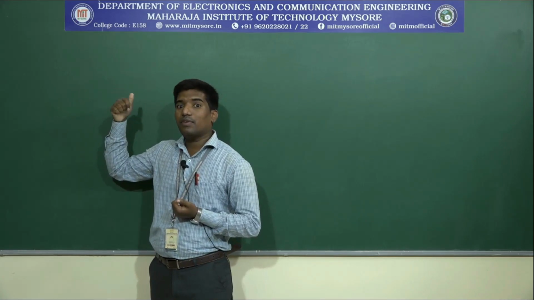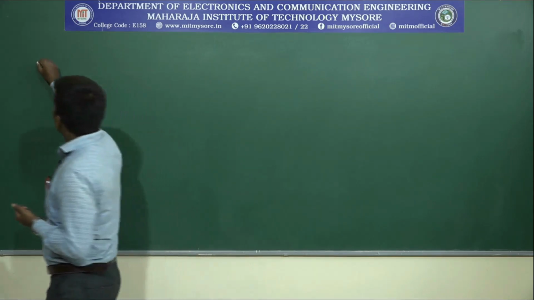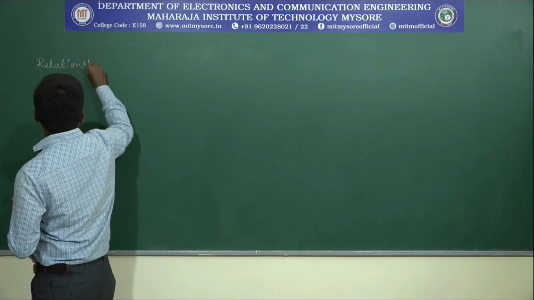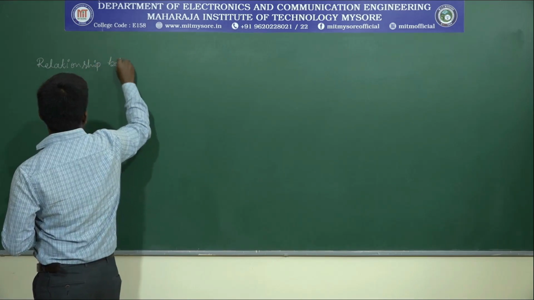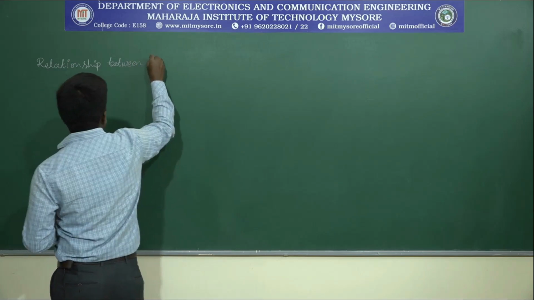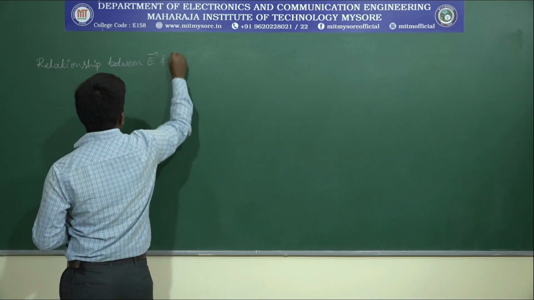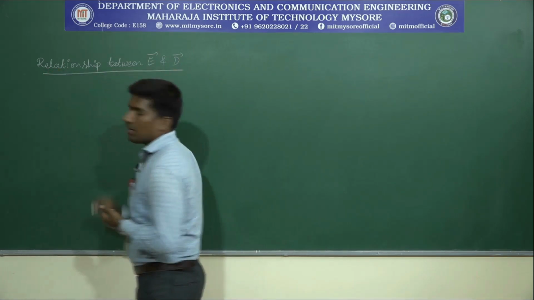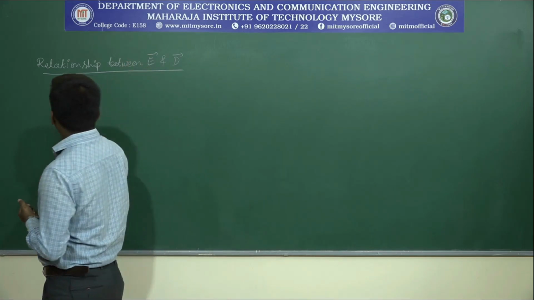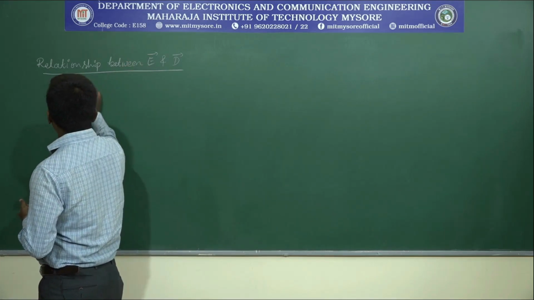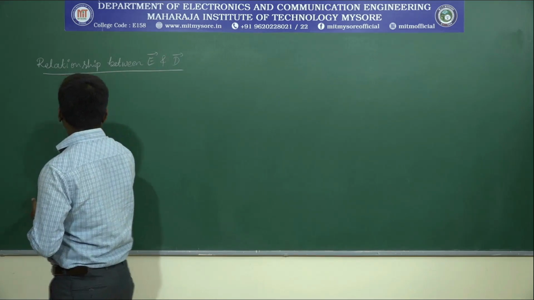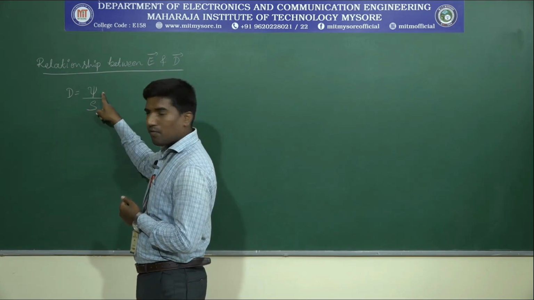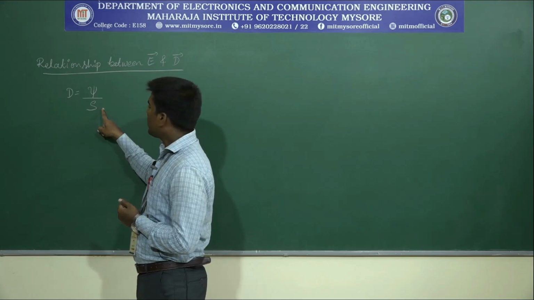What is E? Electric field intensity in our previous classes. Now, the relationship between E, electric field intensity, and D, electric flux density. What is the relationship between these two quantities? Let me write the mathematical expression for this one. We know that D is given by psi divided by S. What is D? Electric flux density. What is psi? The number of electric flux lines passing through the unit surface area.